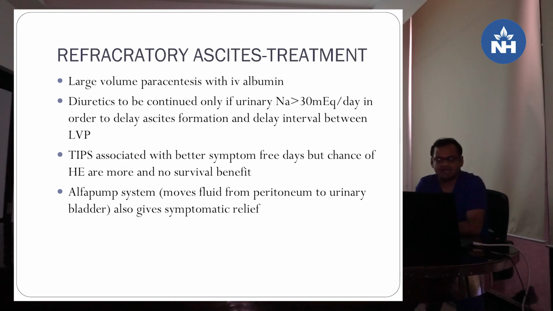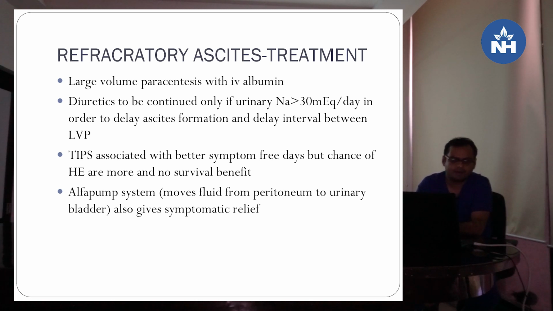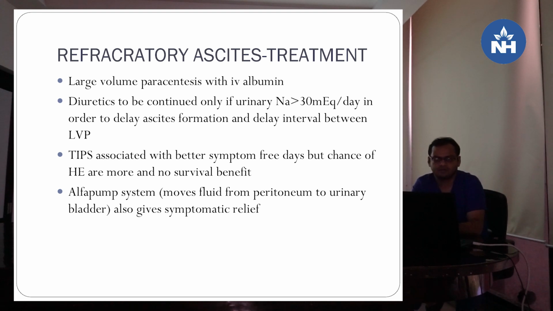Now treatment: large volume paracentesis with IV albumin. Diuretics to be continued only if urinary sodium is more than 30 milliequivalent per day, in order to delay ascites formation and delay the interval between large volume paracentesis. TIPS, transjugular intrahepatic portosystemic shunting, is associated with more symptom free days, but chances of hepatic encephalopathy are more and there is no survival benefit. Alfapump system, which moves fluid from the peritoneum to the urinary bladder, also gives symptomatic relief.